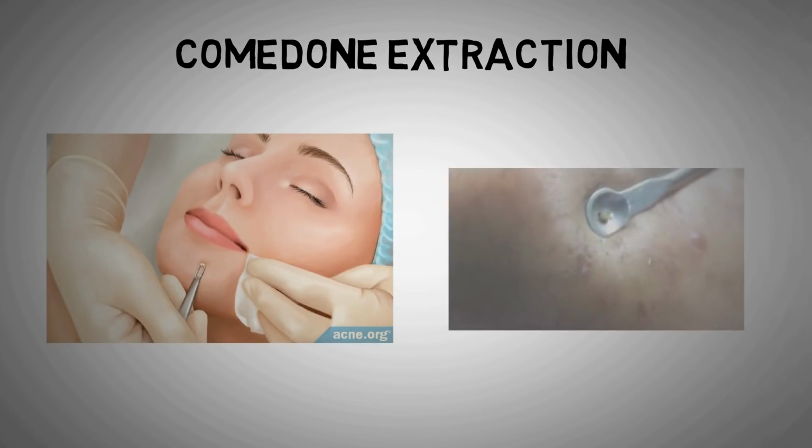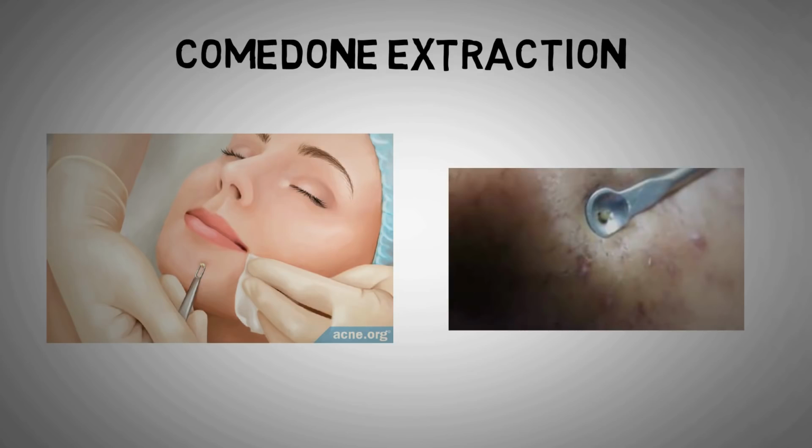In comedone extraction, a comedone extractor instrument is placed central to the comedone and a firm downward pressure is applied. As a result, unwanted material then comes out from the comedone.